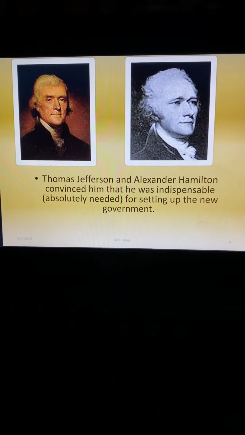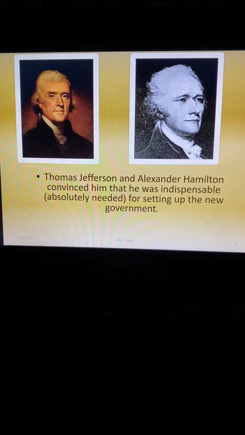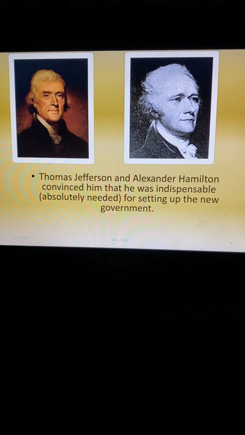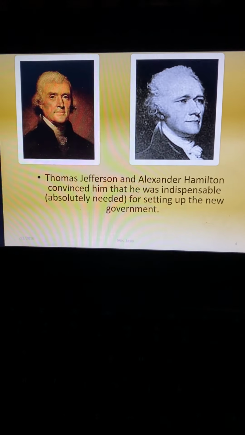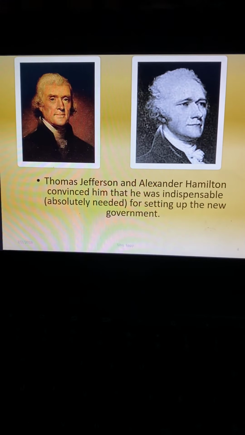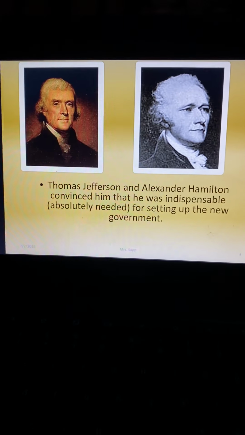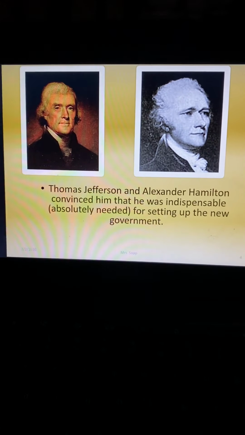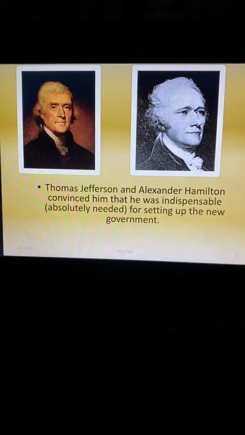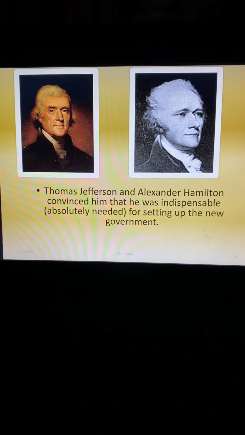So Thomas Jefferson and Alexander Hamilton are kind of his right-hand men. They're his buddies, and they convince him that he is absolutely essential and needed for setting up this new government, that without him it will not work. So they convince him, you're who we need, you're indispensable, we have to have you as our leader of this executive branch with this new government, without you it won't work.